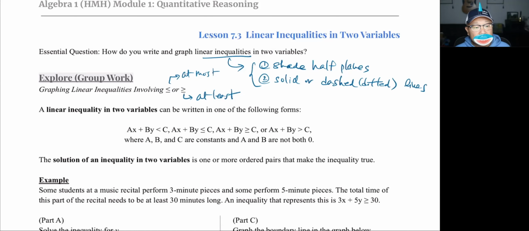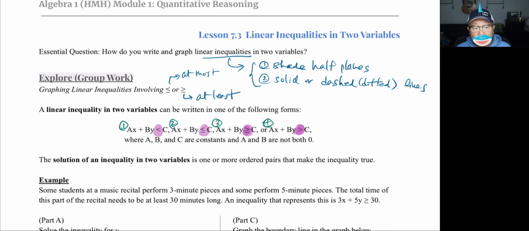And the linear inequality in two variables can be written in one of the following forms, guys. There are four of them: the first, the second, the third, and the fourth. The big difference is that this one is less than or equal to, greater than or equal to, sorry, and greater than. And A, B, C here are constants, and A and B cannot both be 0. If they are, it's no longer a linear equation, right?